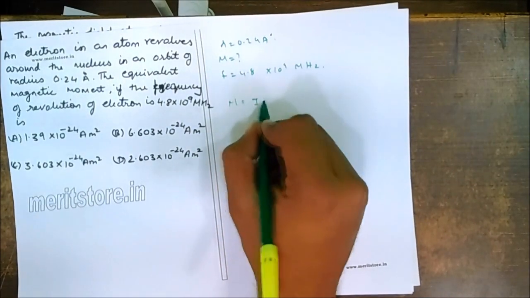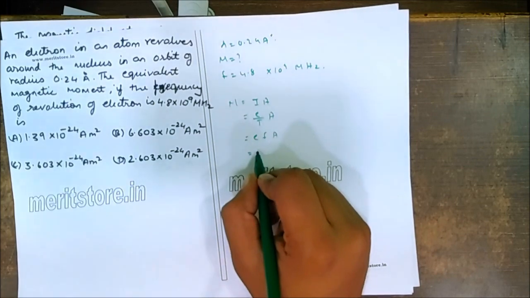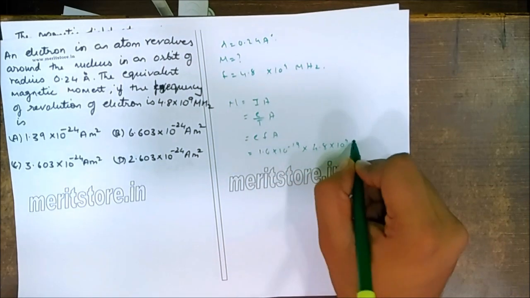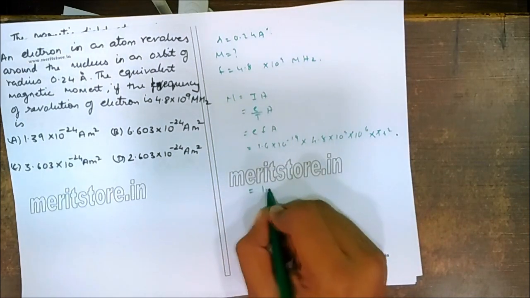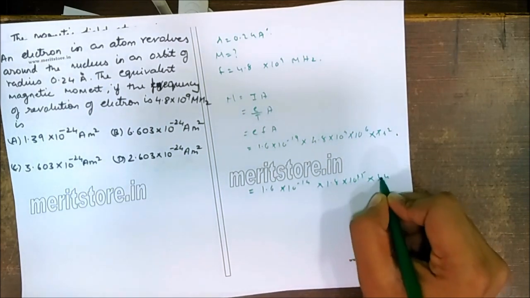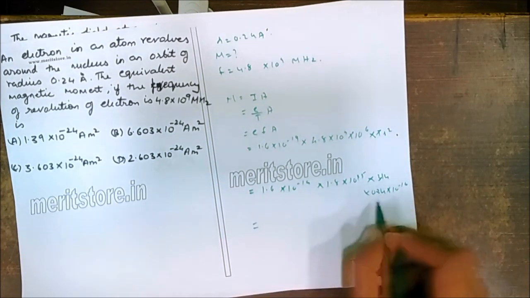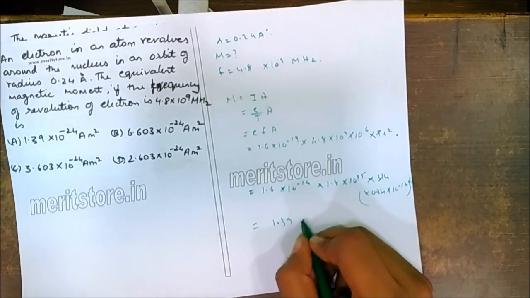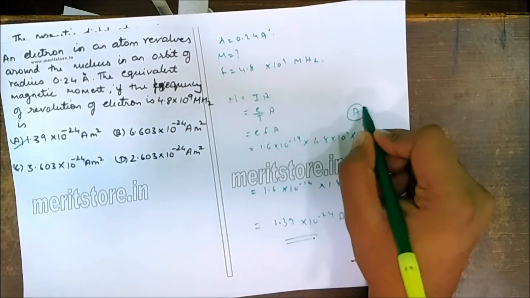Now we can say magnetic moment is given as I into A. I is e upon T, that is e f into A. Now e is 1.6 into 10 raised to minus 19, f is 4.8 into 10 raised to 9 into 10 raised to 6, into pi r square. So this becomes 1.6 into 10 raised to minus 19 into 4.8 into 10 raised to 15 into 3.14 into 0.24 into 10 raised to minus 10, the whole square. On simplification we'll get 1.39 into 10 raised to minus 24 ampere per meter square. Option A.